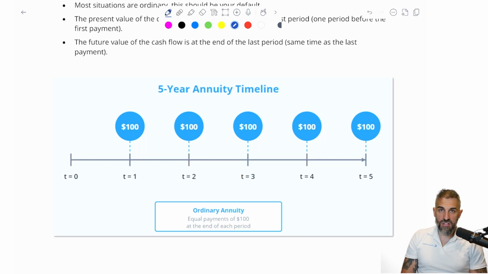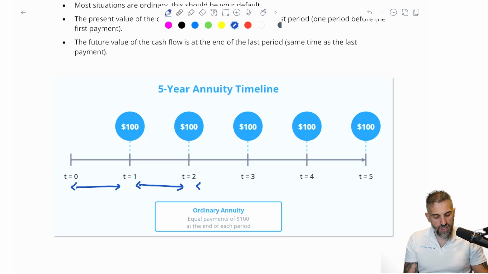Now, what makes this an annuity? Well, a couple of things. 1, it ends at some point, right? It doesn't go on forever. 2, the payments are constant. It's the same payment each time. The time between each payment is constant, like that, right? The times between each one are constant.